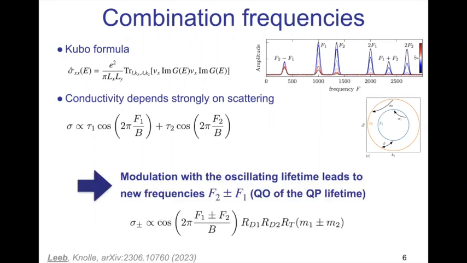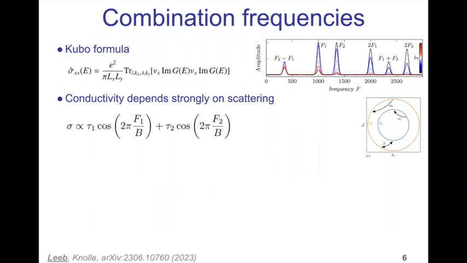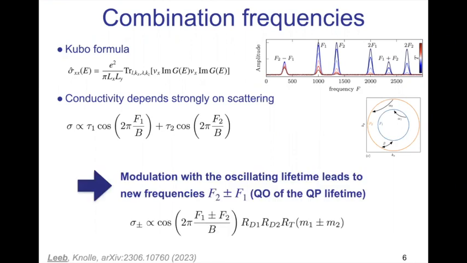So these are like modulations of the original frequencies. And these will give you new frequencies, which are the sum and the difference of the main frequencies. Now, due to the origin, we call them quantum oscillations of the quasi-particle lifetime. You can derive all that analytically.